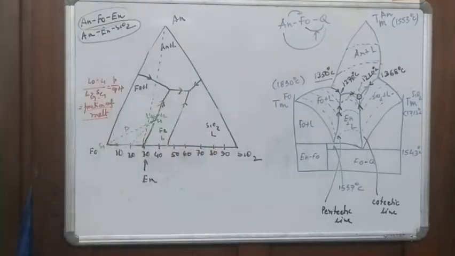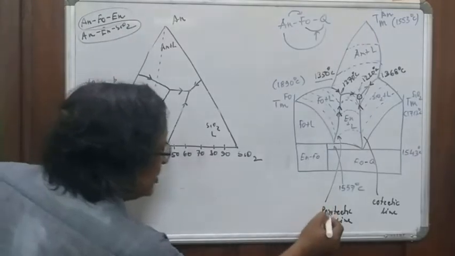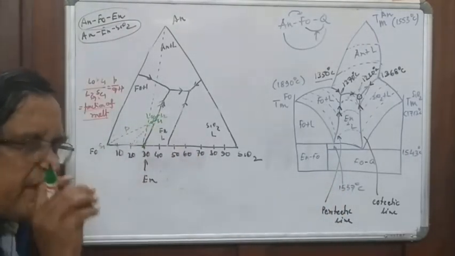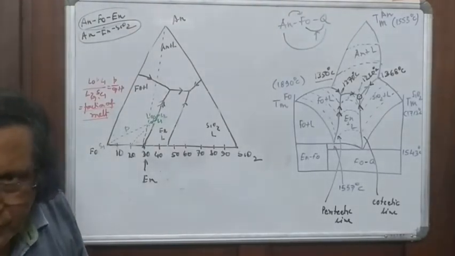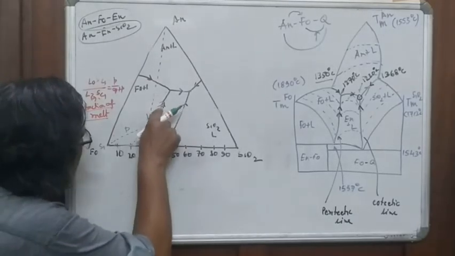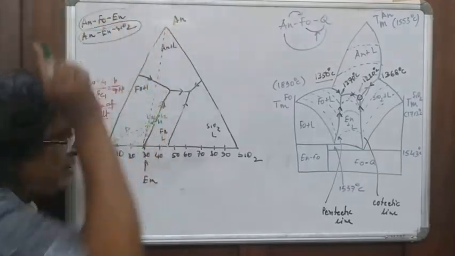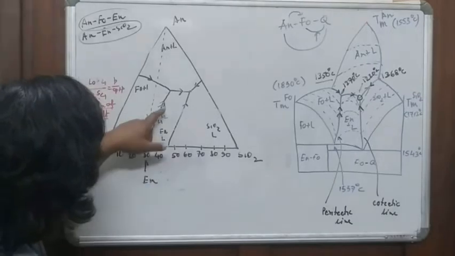I will do this. Yes or no? I will do this, L2. Yes or no? So what has happened? After L1, I reached the peritectic line. At the peritectic line, what happened? Whatever forsterite was there started to react with the melt to produce enstatite. Along this line, forsterite, enstatite and liquid are in equilibrium. No anorthite. Forsterite, enstatite and liquid.